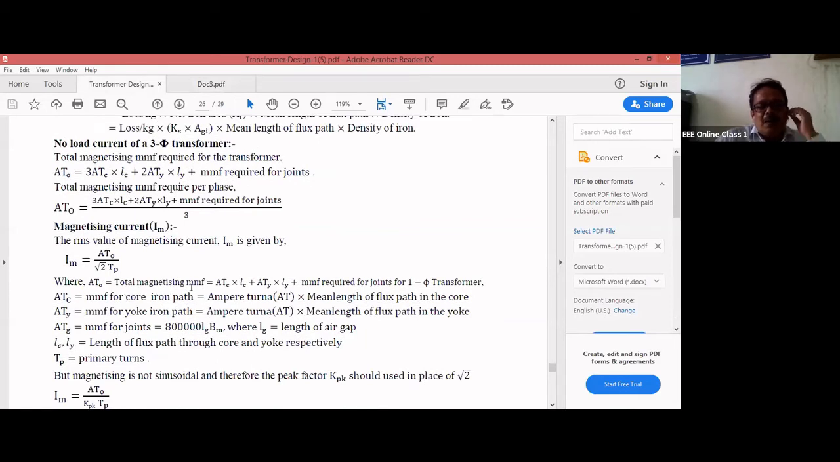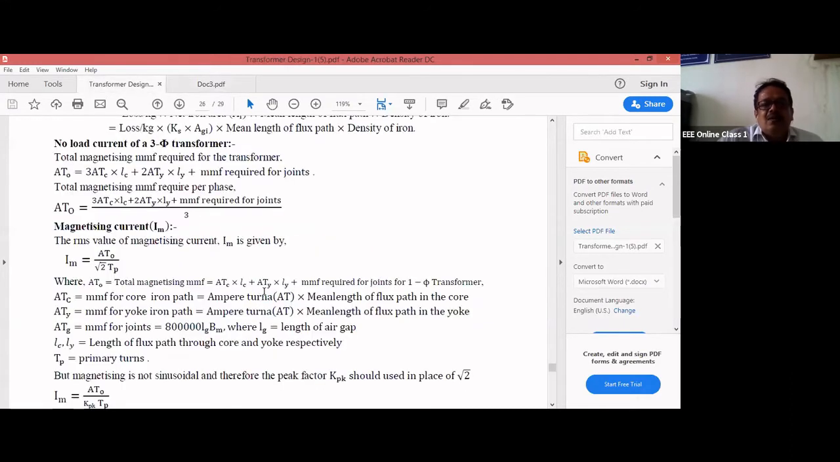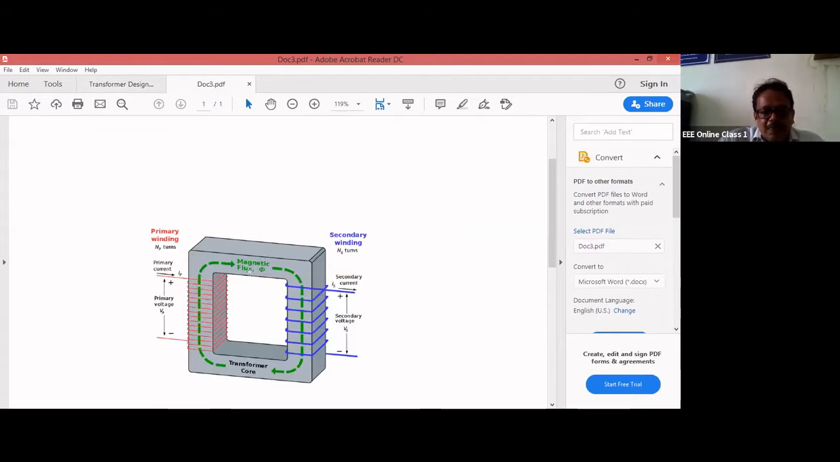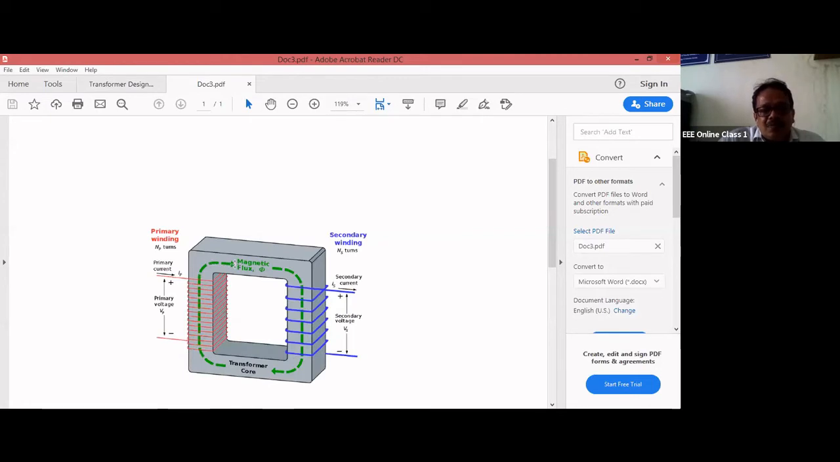So the total magnetizing MMF is the ampere turns of the core into the length of the core. Length of the core means the mean length of the flux path in the core. Likewise, the ampere turns of the yoke. The ampere turns of the yoke means you have the upper part and the lower part, with the ampere turns and then the length Ly. Ly is the length of the flux path through the yoke, and Lc is the length of the flux path through the core. This Ly is the length of the flux path through the yoke, from here to here. And this is the flux path in the core. Core we normally consider in the limbs.